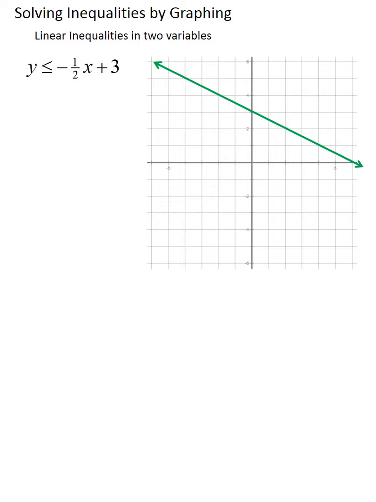To do this, you could pick virtually any point. You could pick any point that's not on the line and use it as a test point. My favorite point is the origin, only because it makes the arithmetic so simple. So I'm going to use the origin as my test point. Plugging in 0, 0 and doing the arithmetic leads me to a clearly true statement. 0 less than or equal to 3 is definitely true. And that means the origin is in the true region.